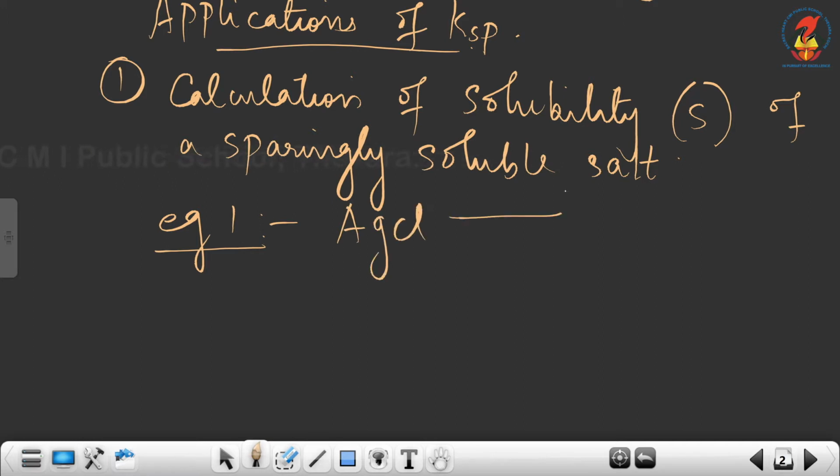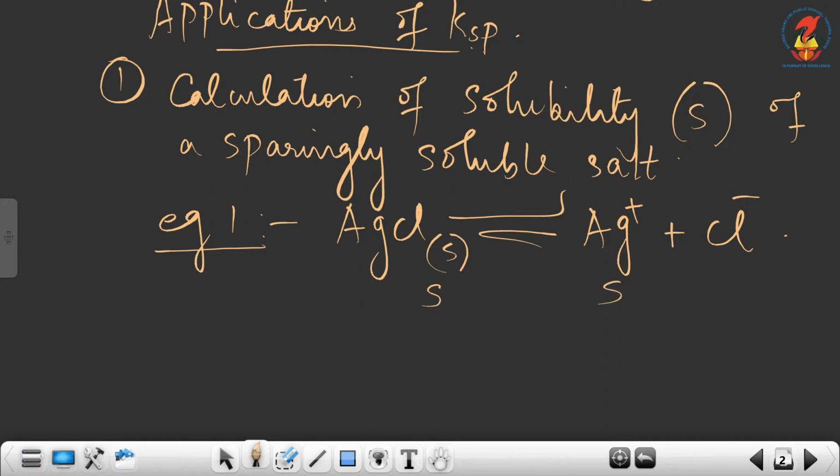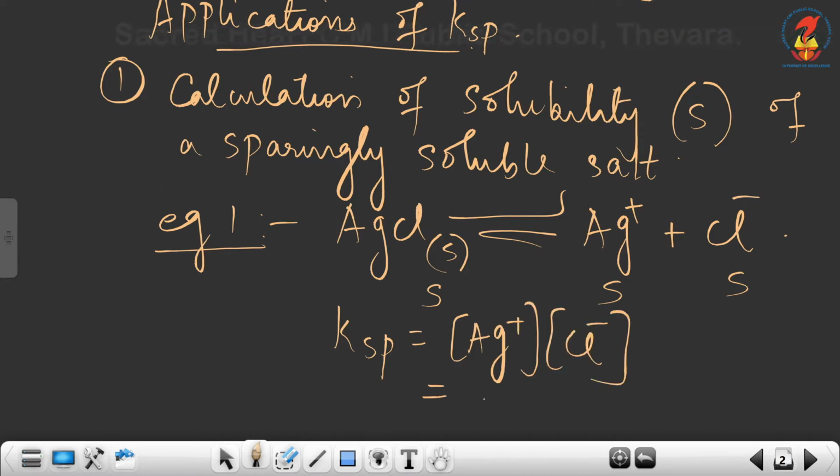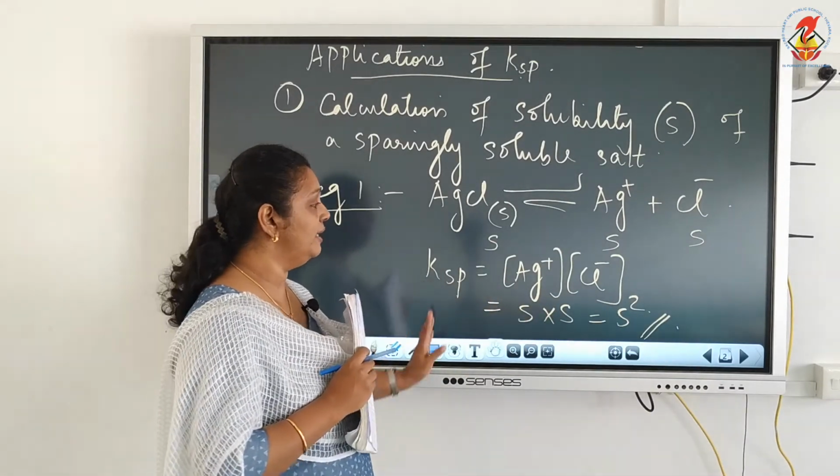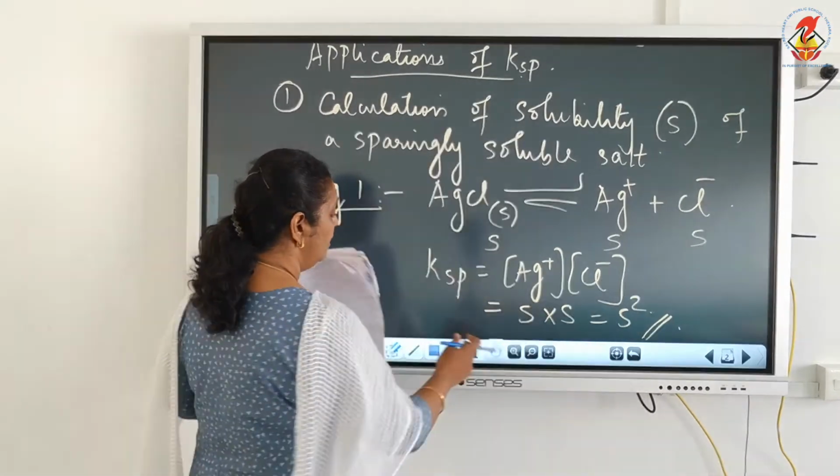silver chloride. We know silver chloride dissociates to give Ag plus and Cl minus. S represents the solubility. So here we have 1 mole of silver chloride, so S is the solubility and 1 mole of Ag plus and Cl minus is produced. So S moles is the concentration of Ag plus and S is the concentration of Cl minus. The expression for KSP is concentration of Ag plus into concentration of Cl minus, which is equal to S into S, which is equal to S square. So this is the relation between solubility S and solubility product KSP for silver chloride. Now let's see the second example.